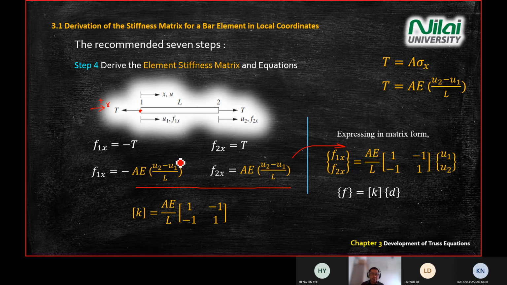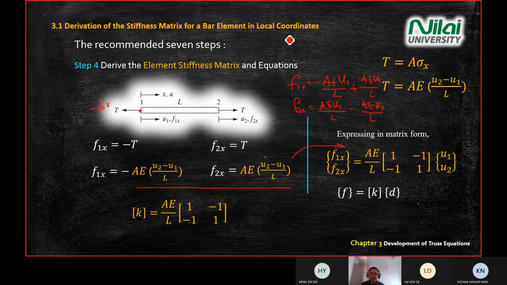So for example, the first one, F1x equals negative AE U2 divided by L, minus negative, so plus, AE U1 over L. We want to put it in U1 and U2 form. That's why we write AE U1 over L, negative AE U2 over L. This is for F1x.